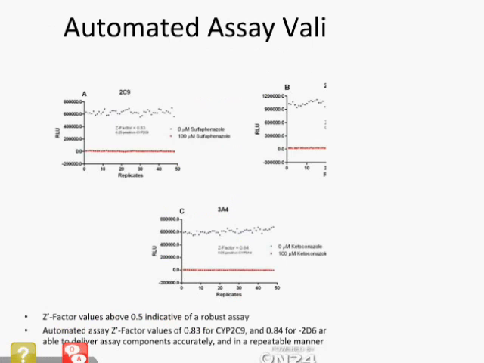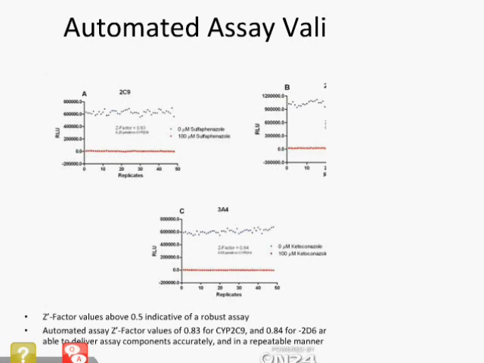Z-factor, which is a measure of assay robustness first described by Zhang in 1999, takes into account the difference between the averages of a positive and negative control as well as the variation around each mean. An ideal assay would have a z-prime value of 1.0, and an excellent assay is described as having a z-prime value of greater than or equal to 0.5.